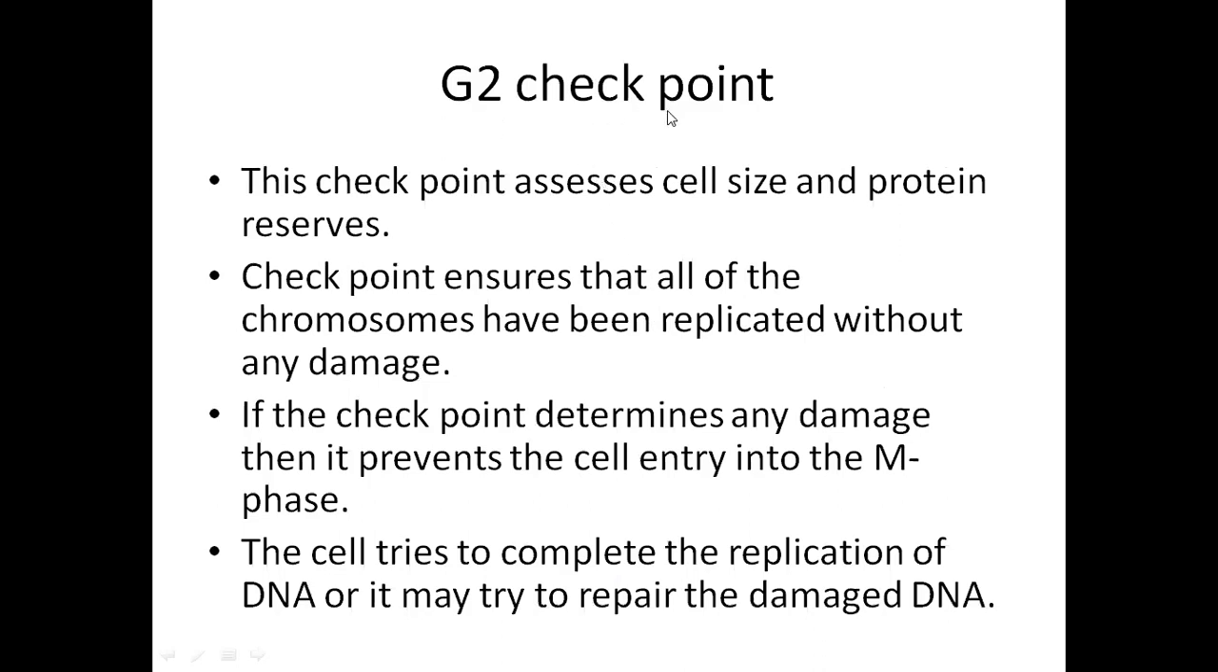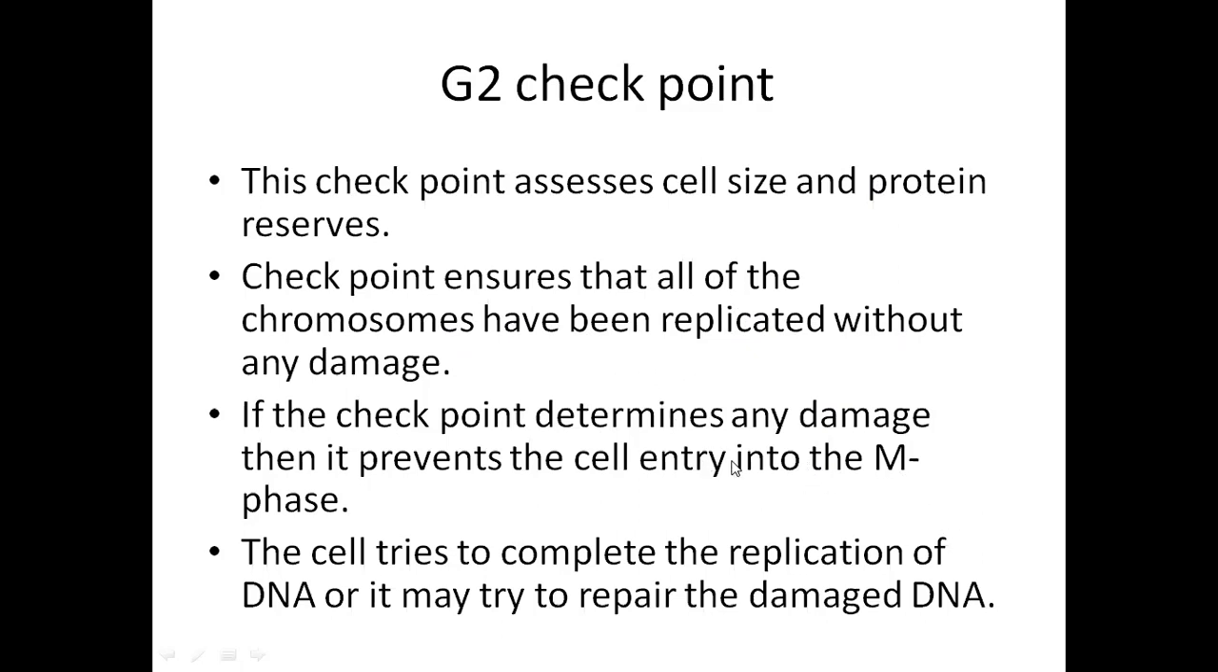Now, the G2 checkpoint is the one which again checks whether the cell has proper cell size to move into the M phase, and whether it contains all the proteins and enzymes that are required for the M phase to proceed. It ensures the DNA replicated during the S phase is without any damage. In this checkpoint, if there is any damage in the DNA, it prevents the cell from entering into the M phase.